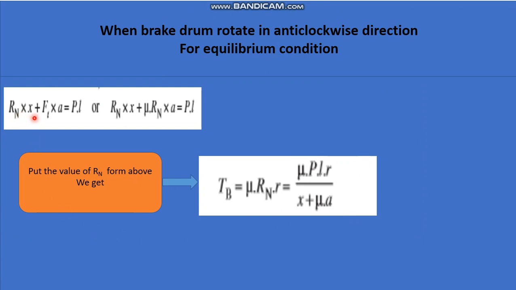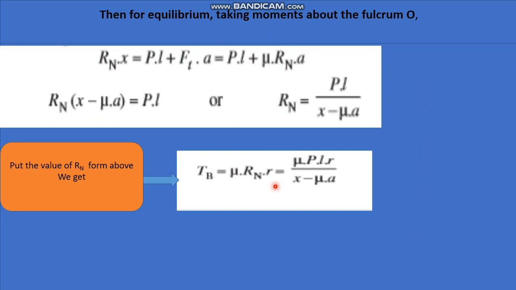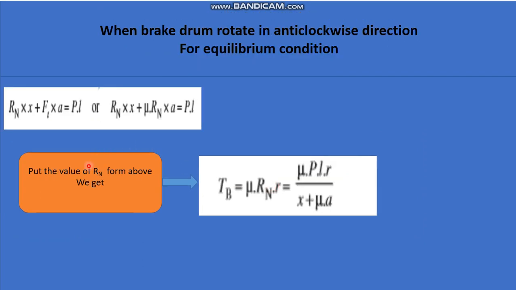This Rn into x is in anti-clockwise direction, Ft into a is in anti-clockwise direction, and only the P force is in clockwise direction. You can see here this Rn is in anti-clockwise direction, this Ft will also be in anti-clockwise direction, and this P is in clockwise direction. Now we can find the Rn from this equation and put the value of Rn in the Tb, that is braking torque, equation. Putting the value of Rn in this equation, we get the total braking torque is equal to mu P L R divided by x plus mu a.